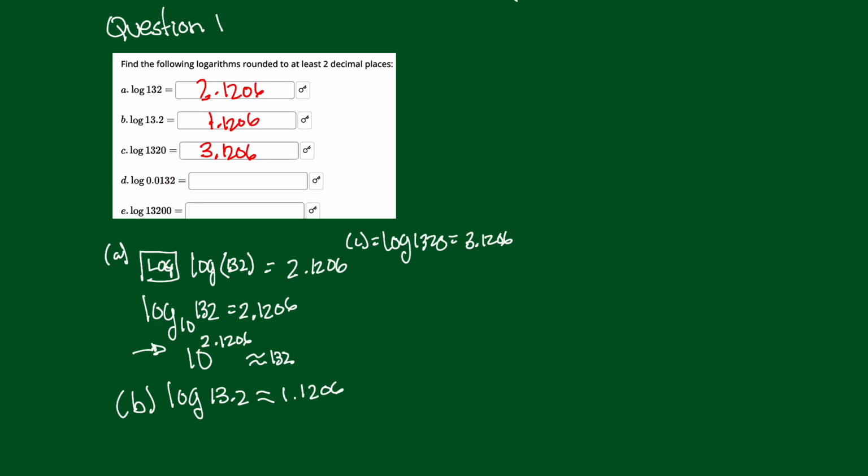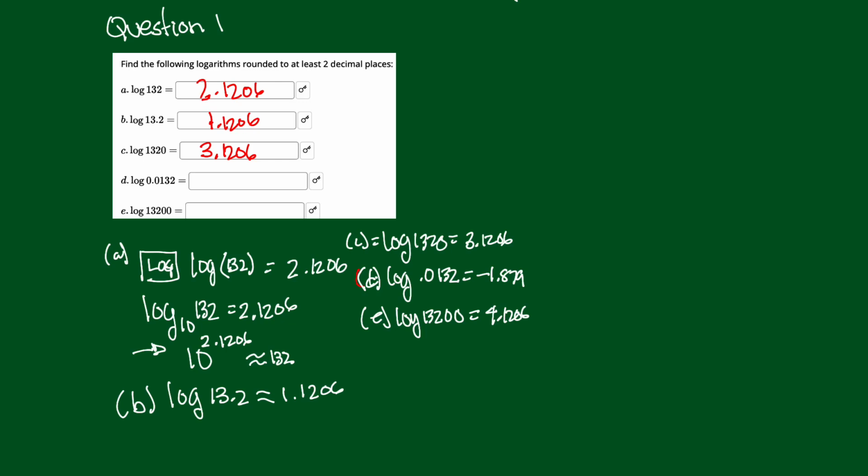Okay, now, in part D, what are we dividing by? 10, 100, 1,000, 10,000. All right, so this is part D. This is the log of 0.0132, and this turns out to be negative 1.879. Part E, we're going to multiply now by 1,000. So we are going to get the log of 132 times 10, times 10, times 100, or 1,000. What did I get here? I got 4.1206.